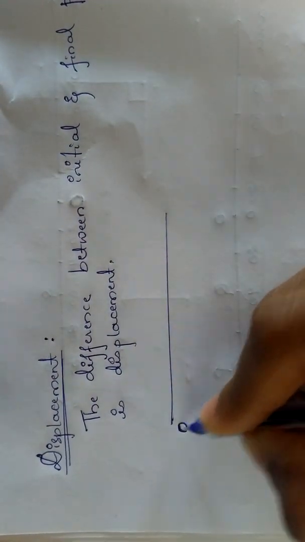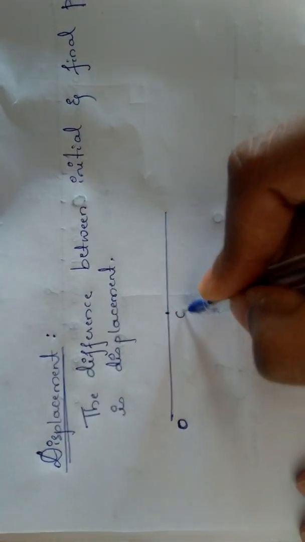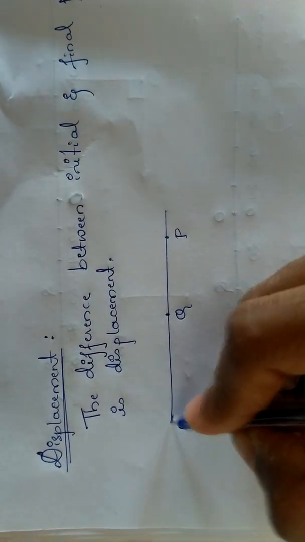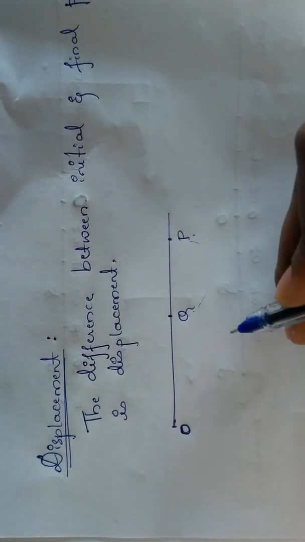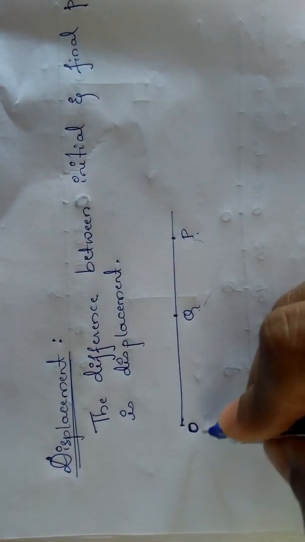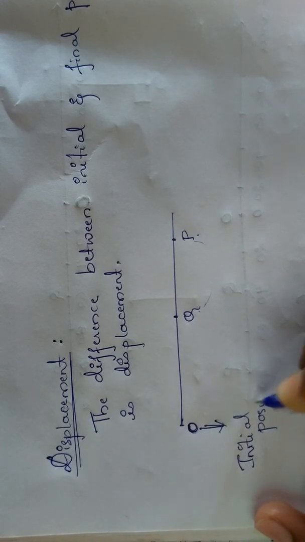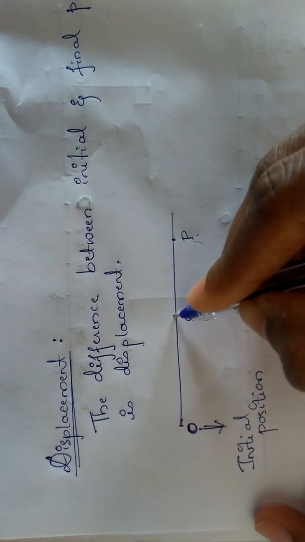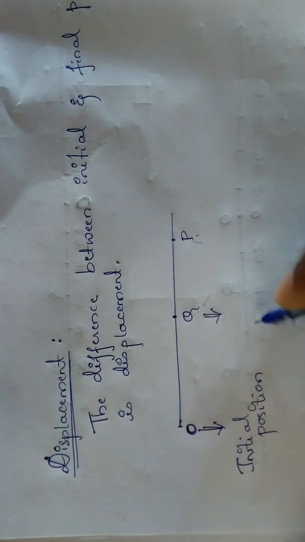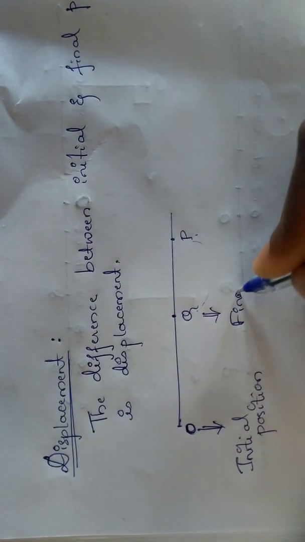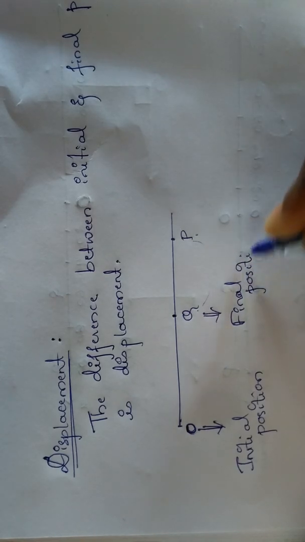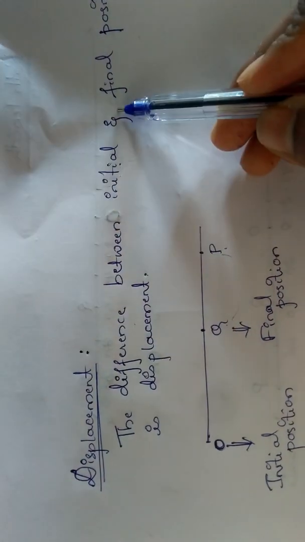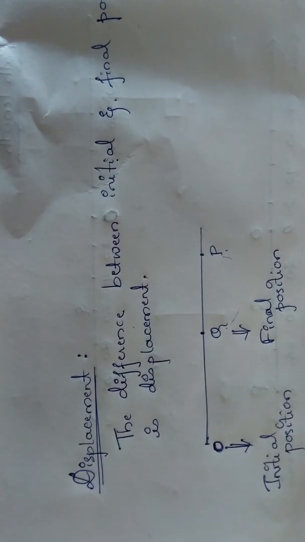So in the last example, if you remember, the body moved from point O to P, then it came to the point Q. So the initial position of the body is position O. It stopped at position Q, so this position will be the final position. The difference between initial and final position will give you the displacement.